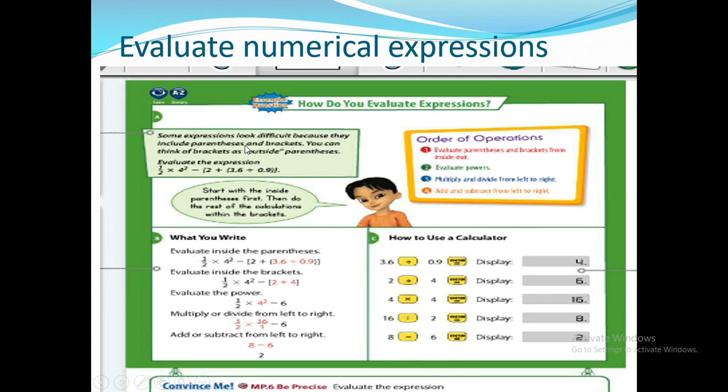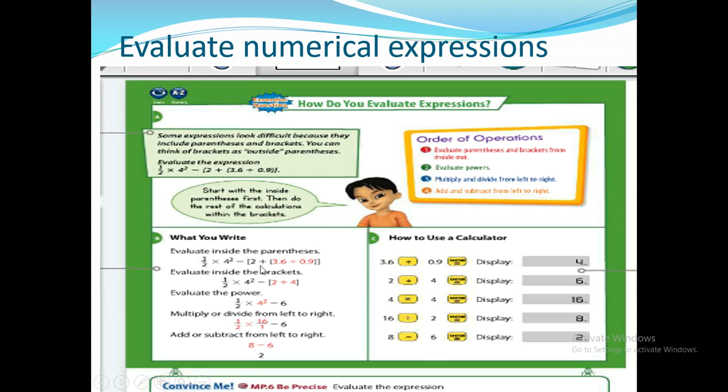Here we have one example. In this example, we will use the order of operations to find the final answer. Here we have half multiply 4 power 2, subtract, then we have brackets, 2 plus, then parentheses 3.6 divide 0.9, close the parentheses and close the brackets. As we know, the first step is parentheses and brackets, from inside out.